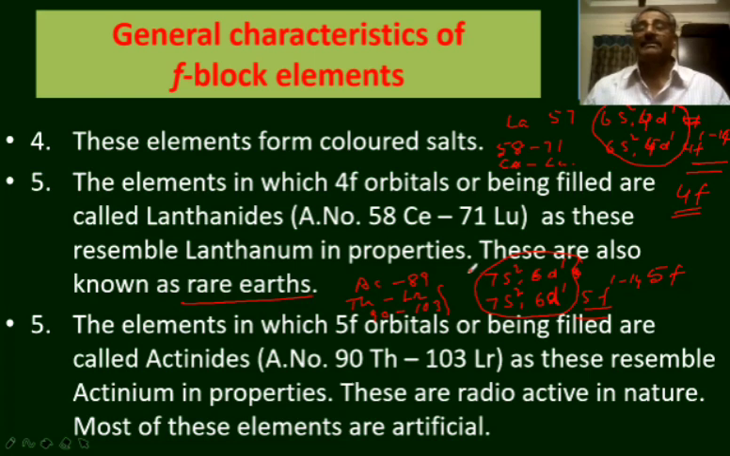The actinides are radioactive in nature. Most of these elements are artificially prepared. They do not occur naturally. Most of these elements are prepared by scientists in laboratories by nuclear transmutations. By changing the nucleus, by bombarding with high-speed particles, the number of protons is increased. As a result, new elements were discovered. These elements are not stable. They emit radioactive rays, and they are radioactive in nature.